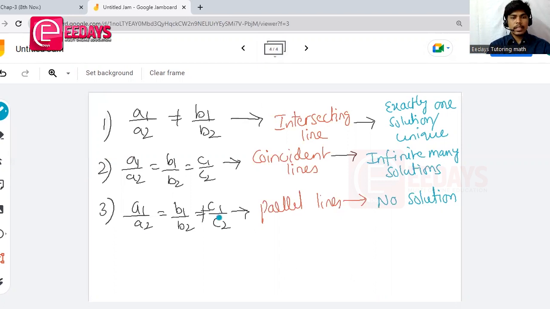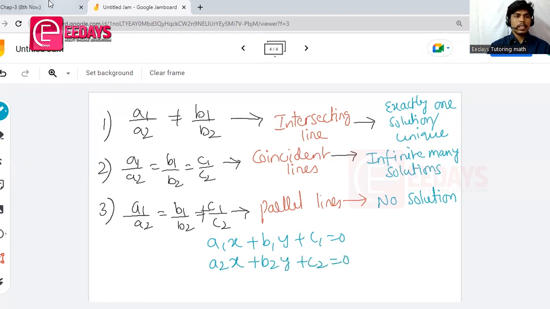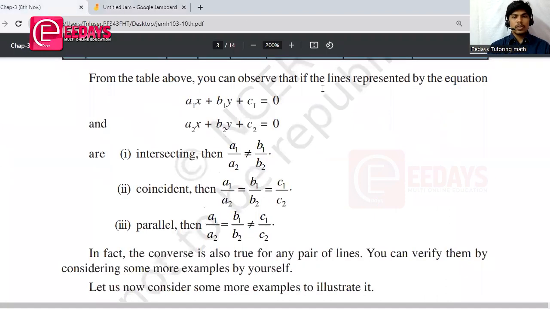Now the two equations you can write like A1x plus B1y plus C1 is equal to 0, and the two equations A2x plus B2y plus C2 is equal to 0. We have to write this step first, but somehow you just take the two equations. So the lines represented by these equations, A1x plus B1y plus C1 is equal to 0. So these are the three conditions.